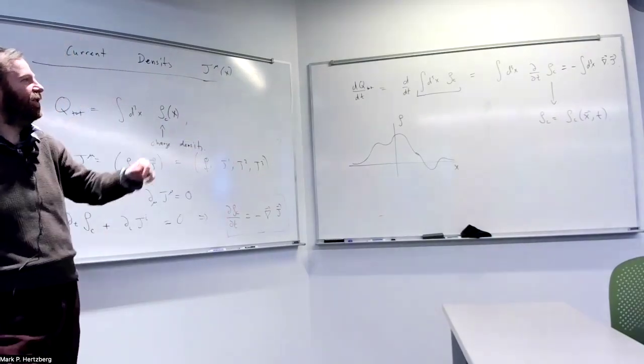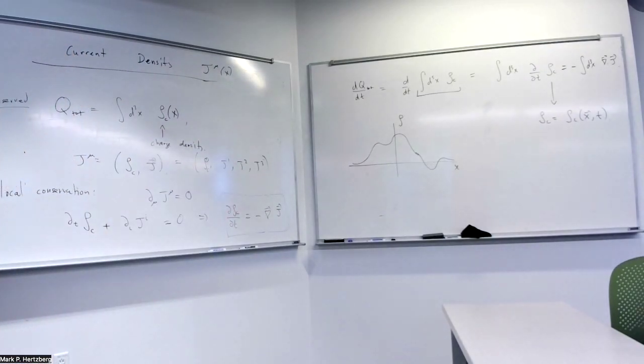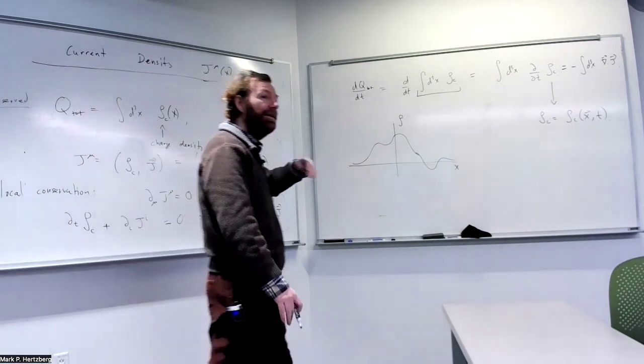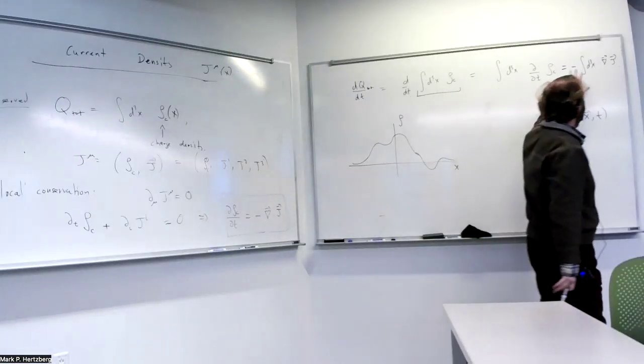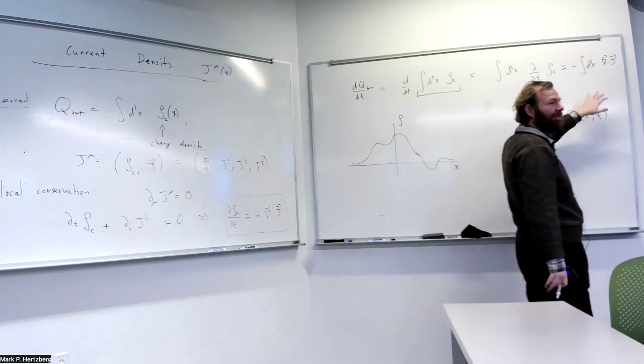So what might be a condition where that thing on the right is zero? Why might we argue that this thing actually integrates to zero?